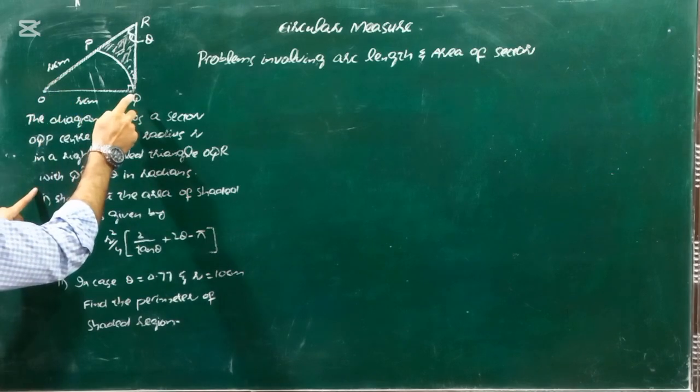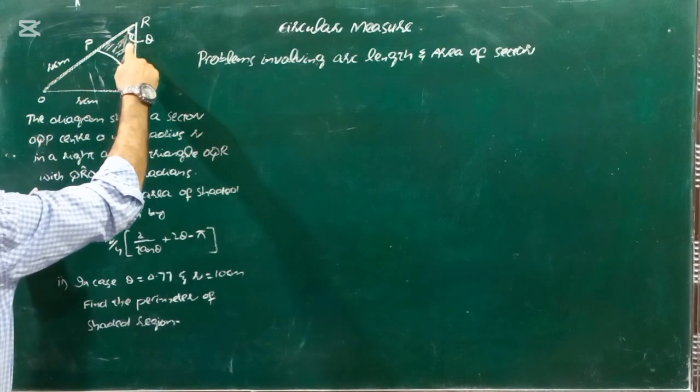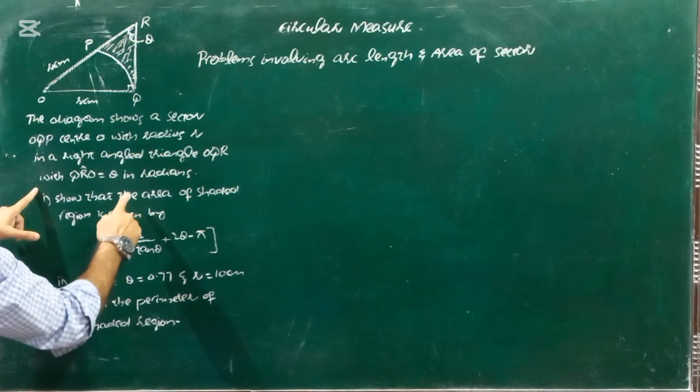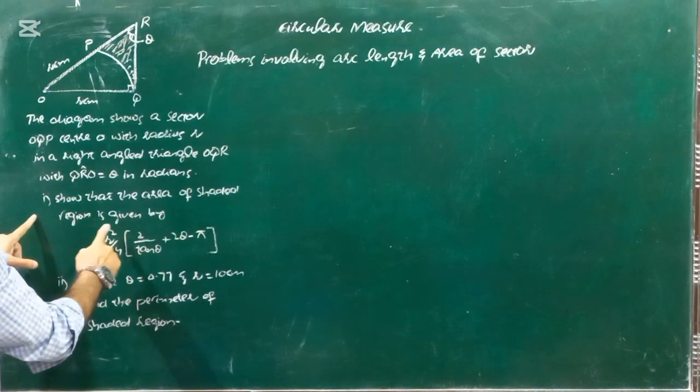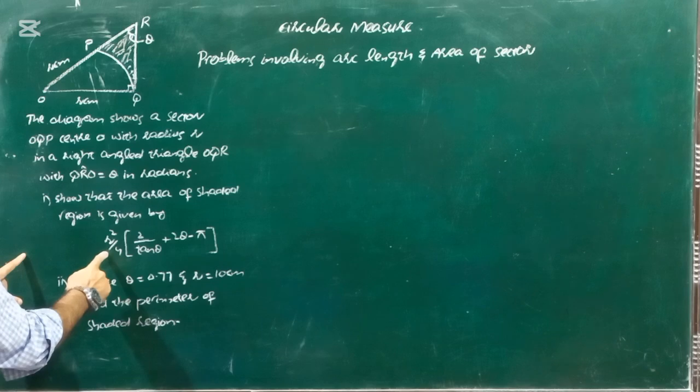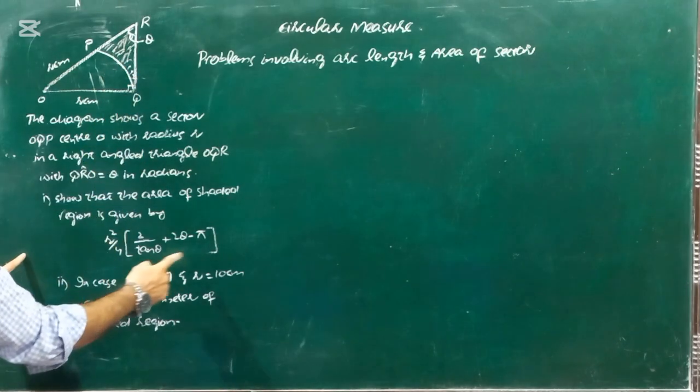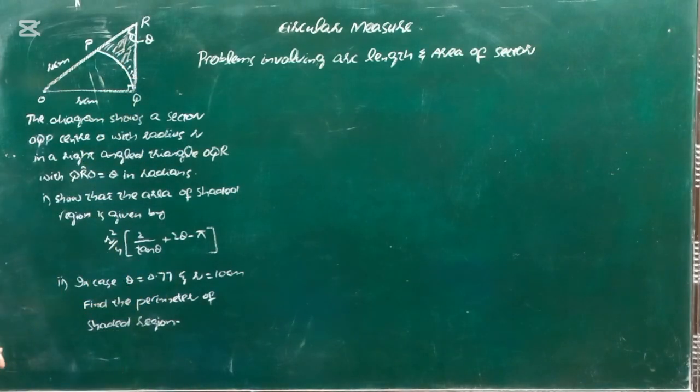So QRO here is theta in radians. Show that the area of the shaded region is given by this one. So we have to prove this.